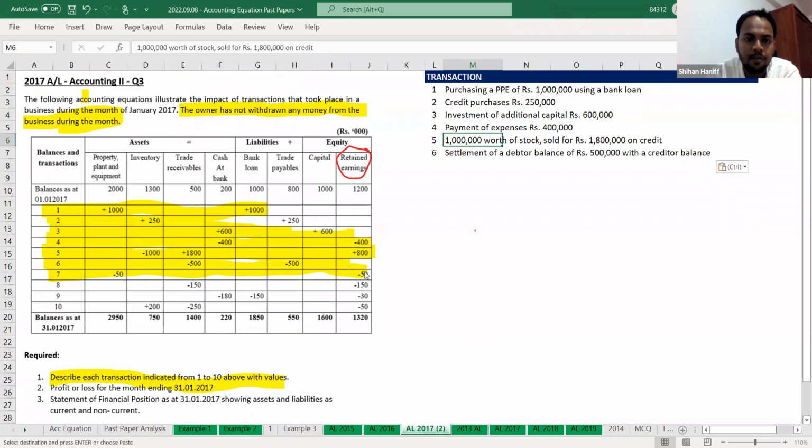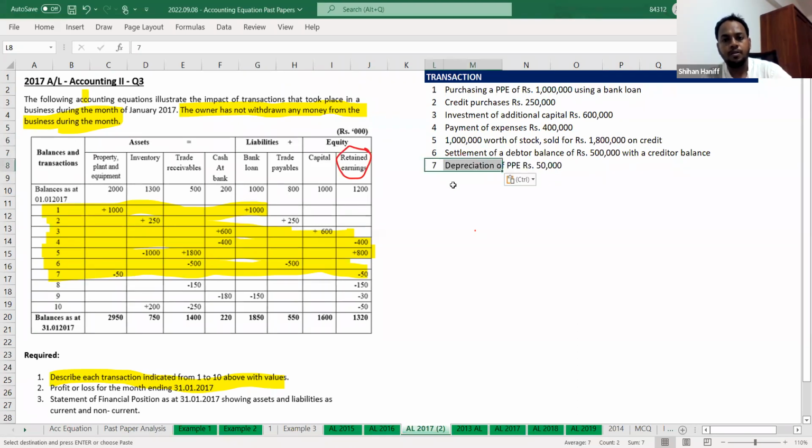Number 7, what is number 7? The 7 is depreciation. Depreciation 50,000.